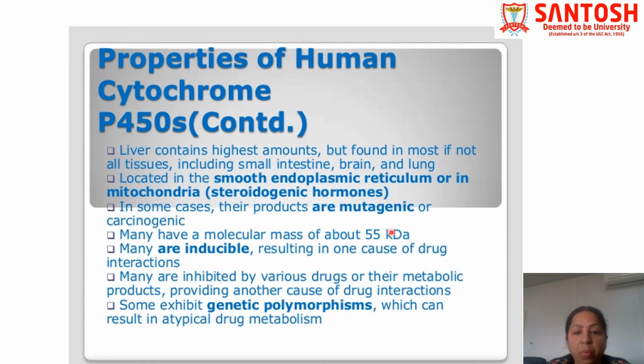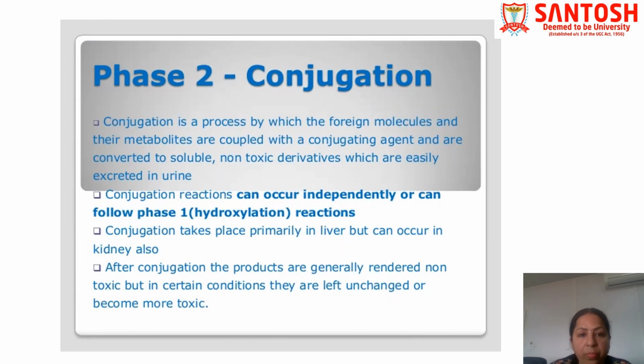In some cases, the products are mutagenic or carcinogenic. Many have a molecular mass of 55 kilodalton. Many are inducible, resulting in one cause of drug interaction. Many are inhibited by various drugs or their metabolic products, providing another cause of drug interaction. Some exhibit genetic polymorphism, which can result in atypical drug metabolism.